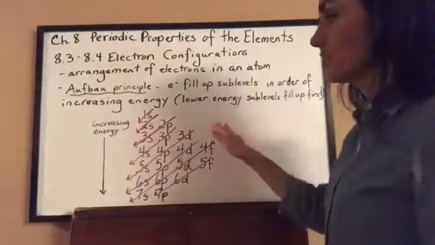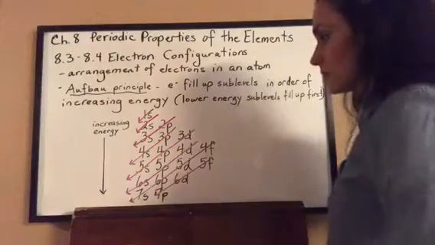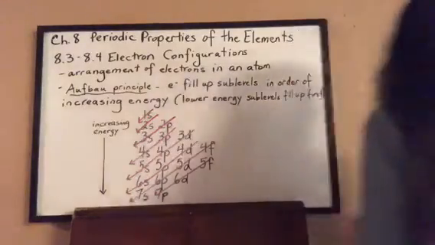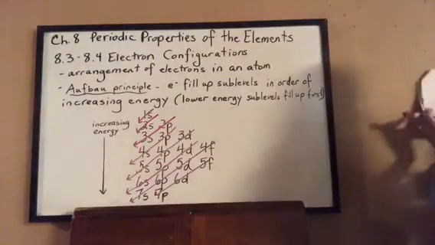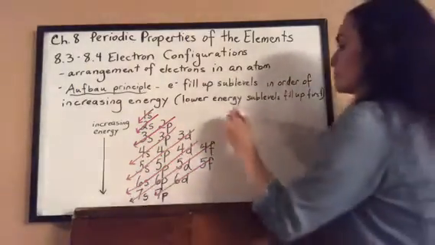Okay. Now you may have seen this before. I'm going to show you a couple ways to write electron configurations. Okay, so the arrows refer to how the electrons fill up the sublevels.